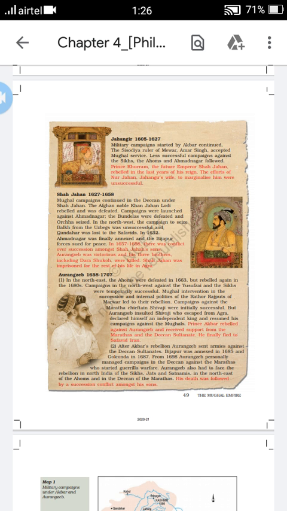And in 1570 to 1585, the military campaigns in this period, he attacked Gujarat, as well as eastern Bihar, Bengal, Odisha. These places were captured by Akbar and his commanders.